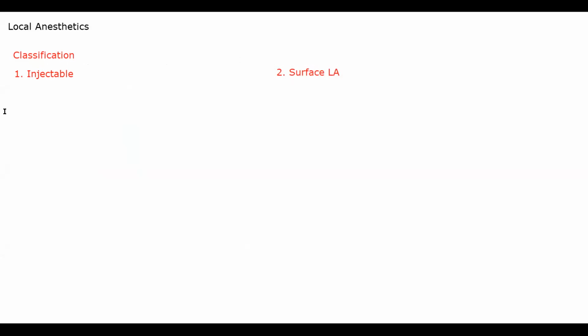In your injectable, you have three categories again. First, short acting or low potency. They will act for a short period of time, and they are not very potent. For very small minor procedures they can be used. This will include procaine and chloroprocaine. Bear in mind all of these drugs work the same way, by blocking the sodium channel, so they will not allow conduction to occur. The mechanism of action will not change for any of the drugs.